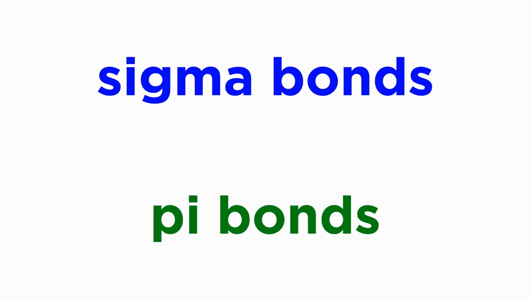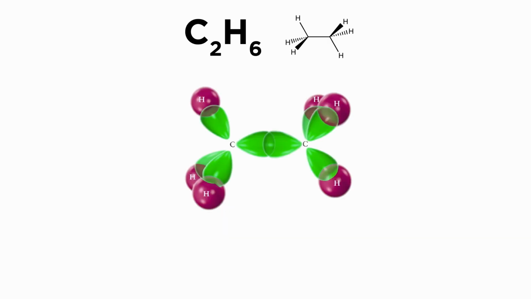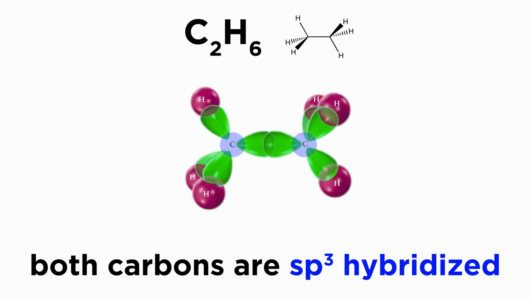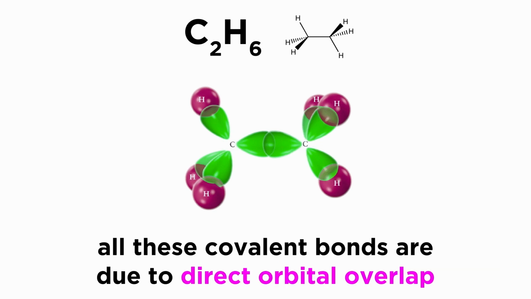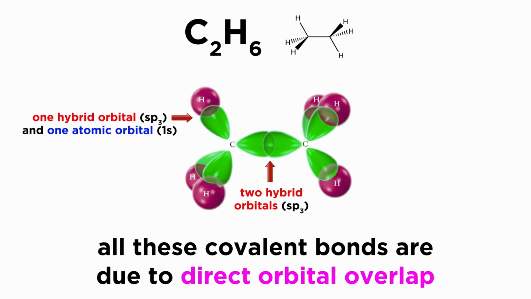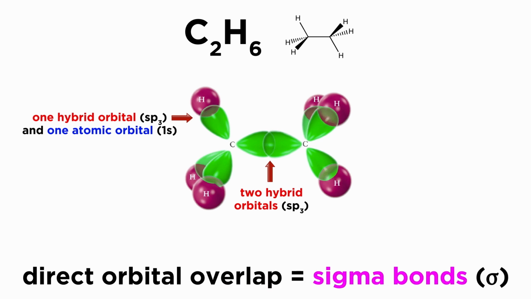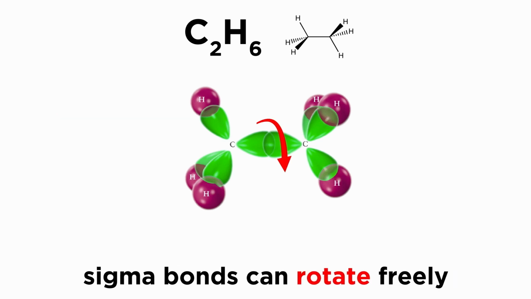First, let's distinguish between sigma bonds and pi bonds. Looking at C2H6, we see 2 sp3 hybridized carbons. All the bonds occur due to direct overlap of orbitals, either with 2 hybrid orbitals between the 2 carbons, or with 1 hybrid orbital and the 1s orbital from a hydrogen atom. These are all sigma bonds because they involve direct orbital overlap along the internuclear axis. As long as these orbitals are overlapping in this manner, the bond is present, which means sigma bonds can rotate freely. Orbitals can spin, and the bond will not break.